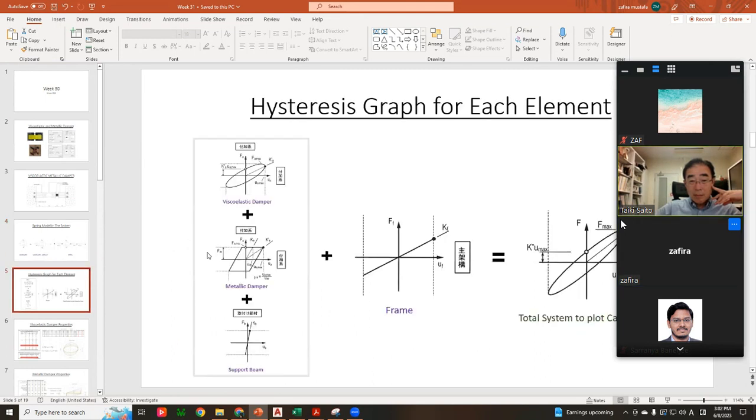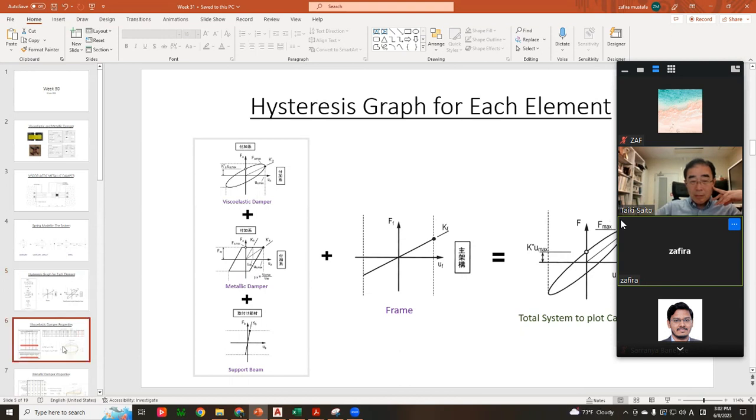And then here is the hysteresis graph for each element. So first we have viscoelastic, and then we have metallic temper, including the support beam. And then we connect to our couple wall system. And finally we can get this total system hysteresis graph.